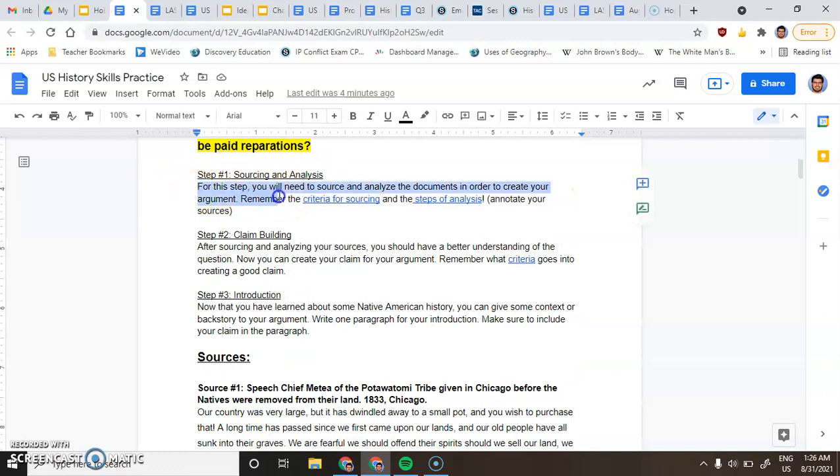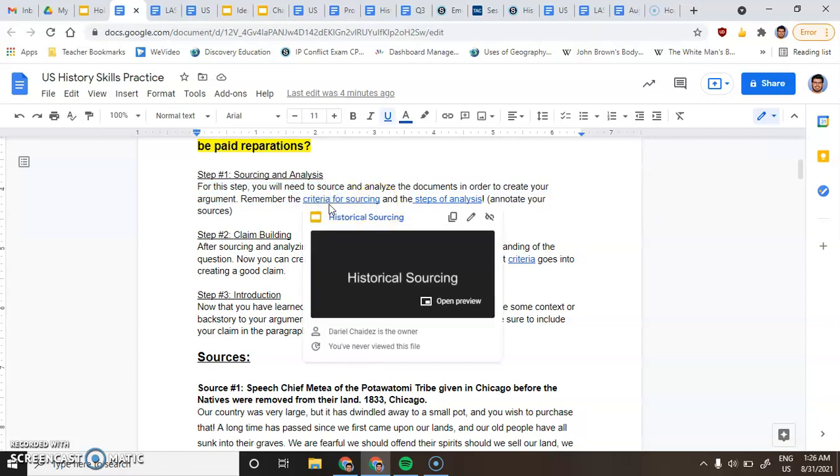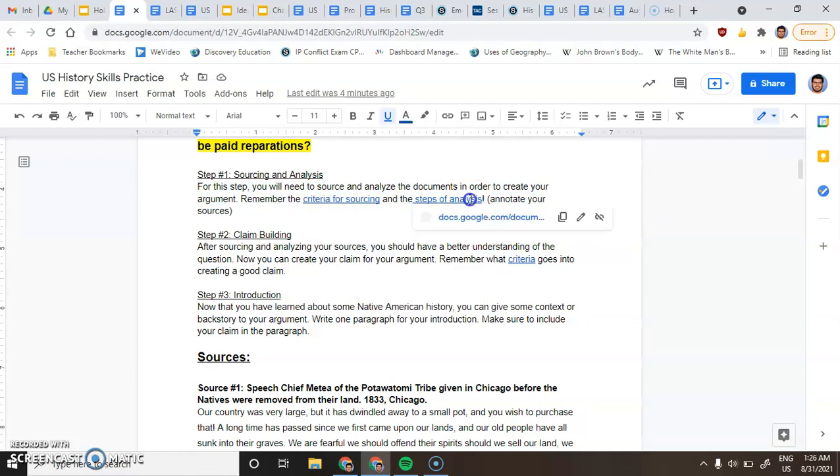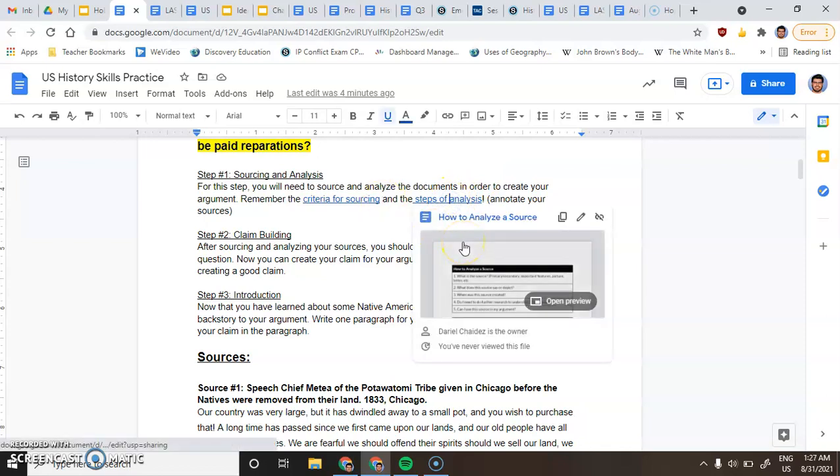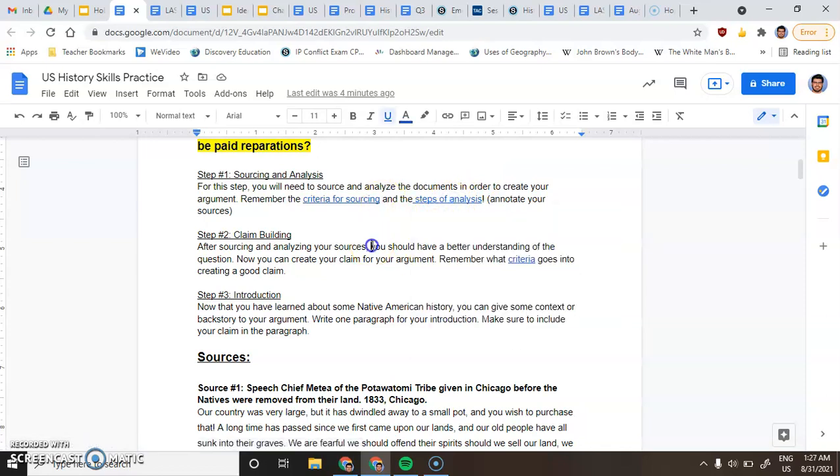Okay? There's some directions here. I also linked the slideshow with the criteria for sourcing in case you forgot, and also the steps of analysis. So if you forgot and you lost your little sheet that I gave you, you can go back and look at it there, okay?